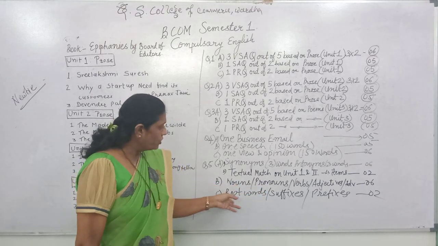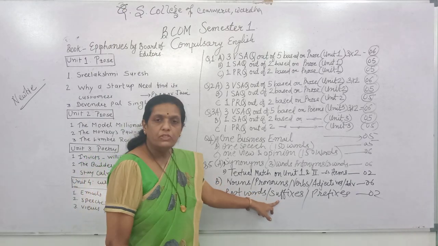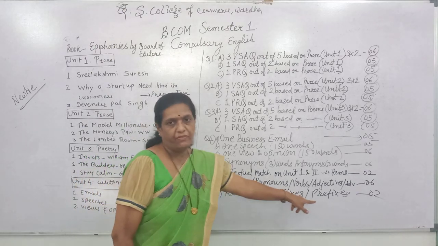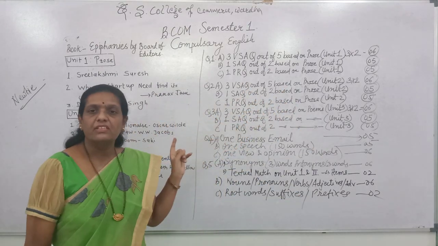Now the last one is root words would be given to you. You have to match them. Either the root words can be the suffix one or the prefix one. But you would see that each unit carries 16 marks.